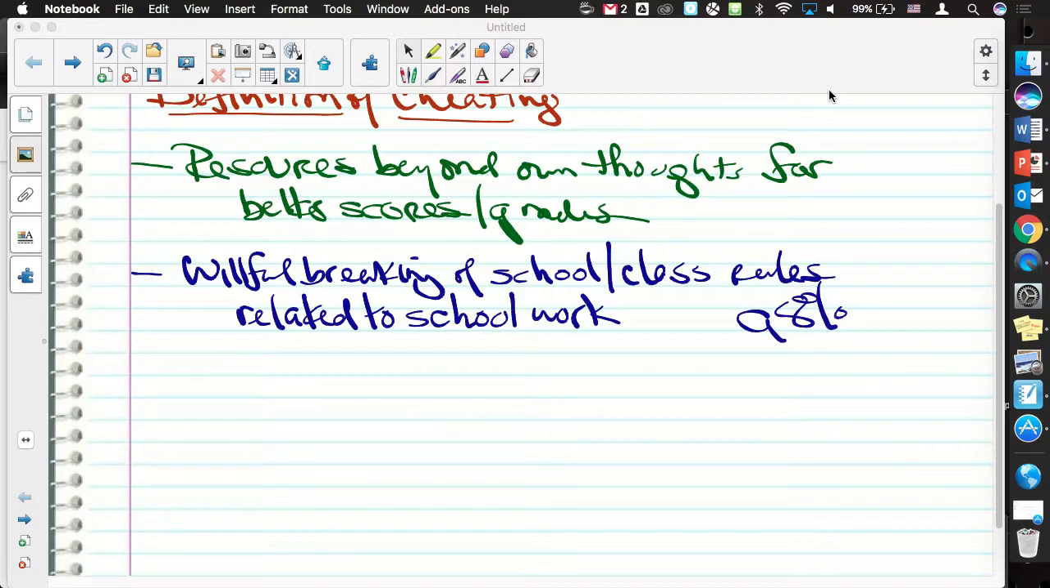I think we're going to do that soon. I think with the definition of cheating, the 2% of people who say that they don't cheat, I think it's because there are different definitions of it.